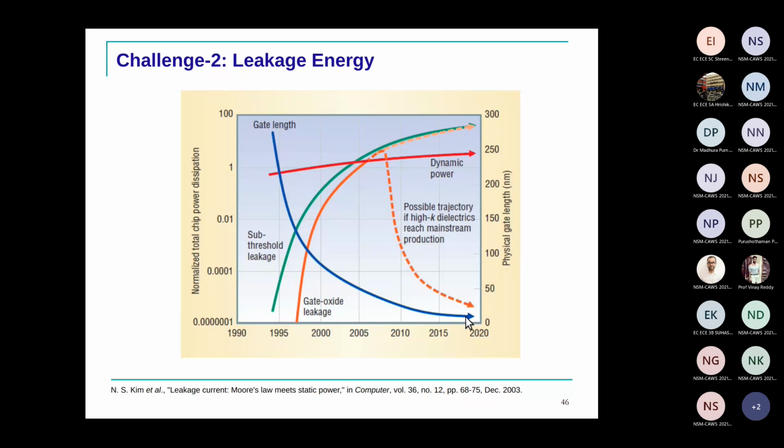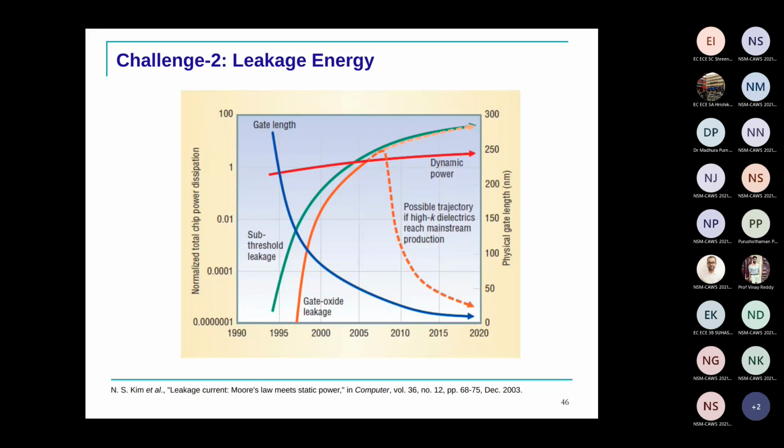Because gate length has been decreasing, you are able to put more and more transistors onto a chip, and that's why you're able to improve the performance. But the problem is that when you put more and more transistors, the leakage power has been increasing exponentially. Subthreshold leakage is one of the components responsible for the leakage energy. Too much leakage power has become a very serious concern for GPUs as well, not only for CPUs.